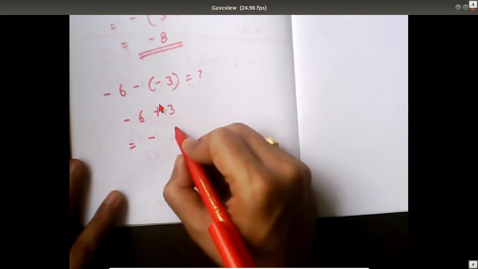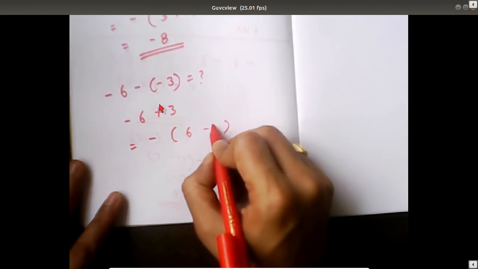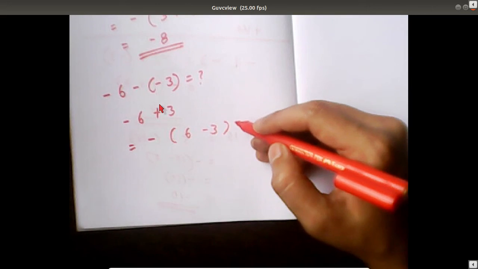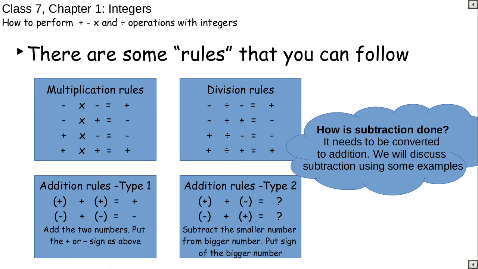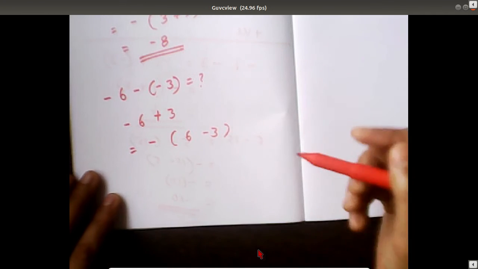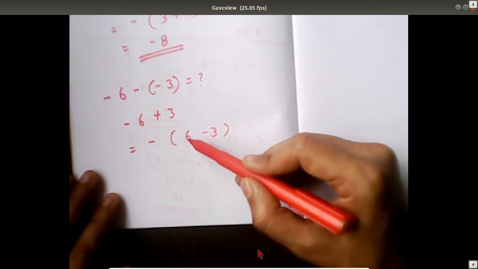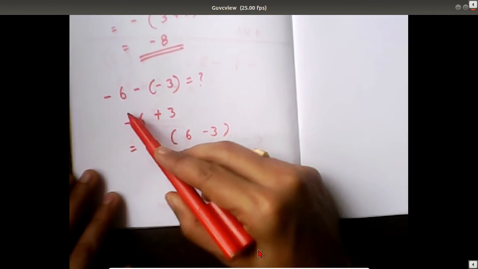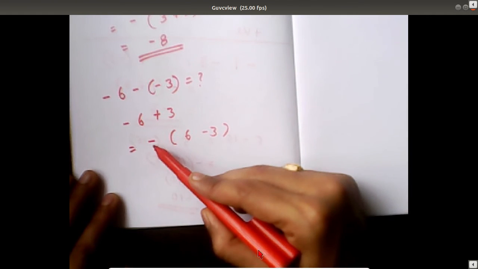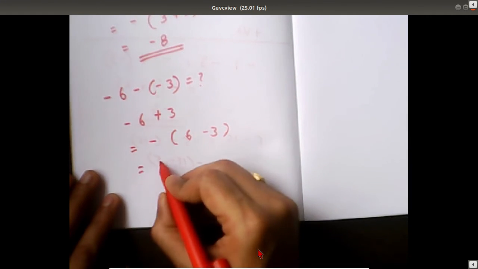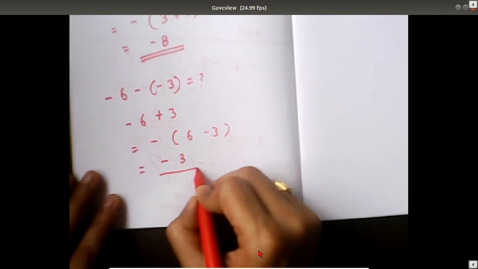And so our answer becomes minus of 6 minus 3. And why are we getting this? If you look at our addition rule, when you see a plus being added with a minus, or you see a minus being added with a plus, what should you be doing? Take the smaller number, subtract it from the bigger number, and then put the sign of the bigger number. So what did we do here? You are taking the smaller number, which is 3, subtracting it from 6. And which number had the negative sign? 6 had the negative sign, so that's what we retain. And the answer is 6 minus 3 is 3, so the answer is minus 3.